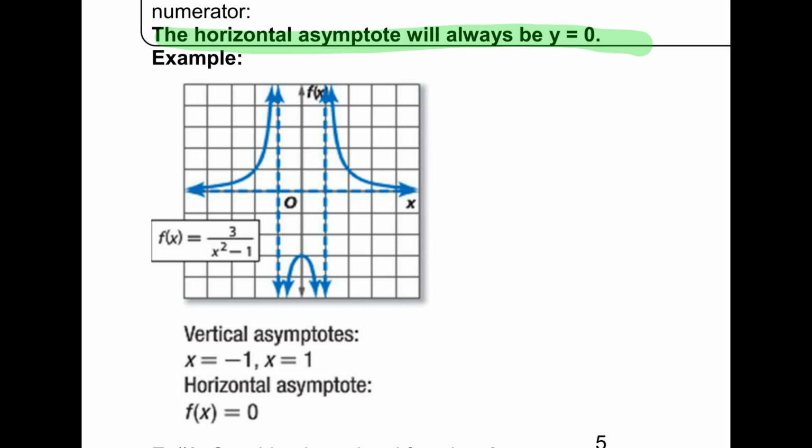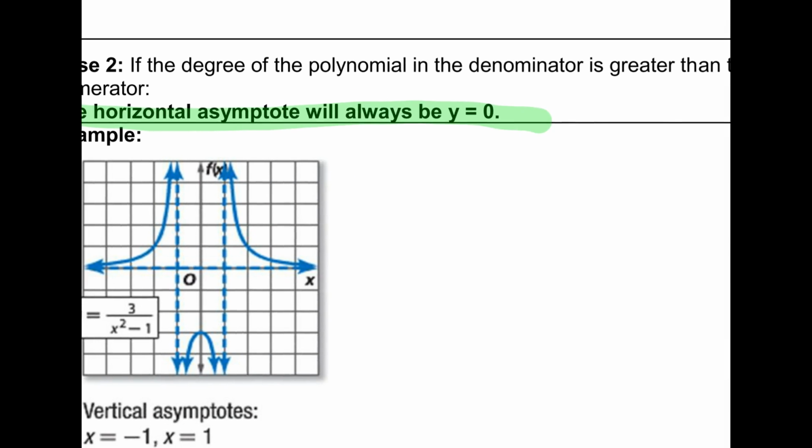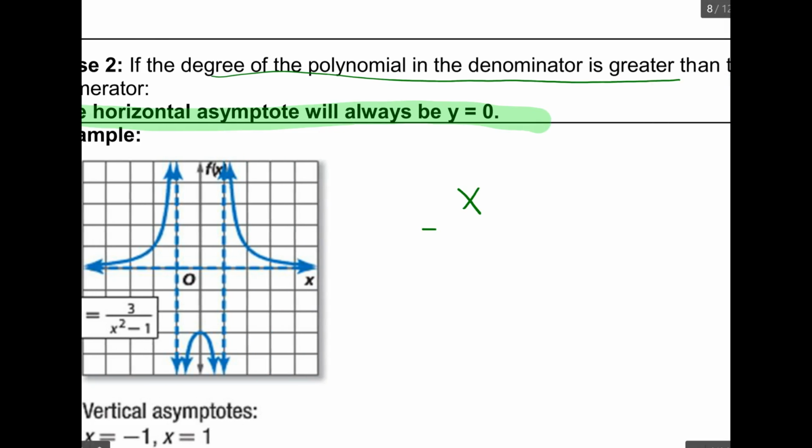Well, it is a difference of squares, but the degree in the denominator is greater than the degree in the numerator, meaning if I have an x over x squared, the exponent on the bottom is bigger than the exponent on top. So it's a higher-degree polynomial on the bottom.